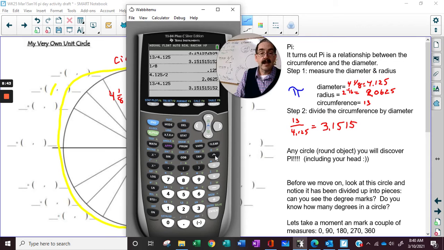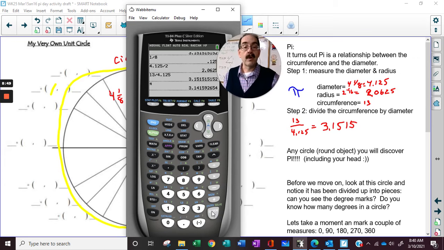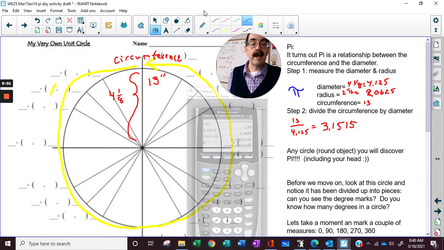Second, caret key. See the pi symbol? Now hit enter. 3.14159265... and it goes on forever. It's never ending. Okay? All right, so there's pi. Practice drawing the pi.